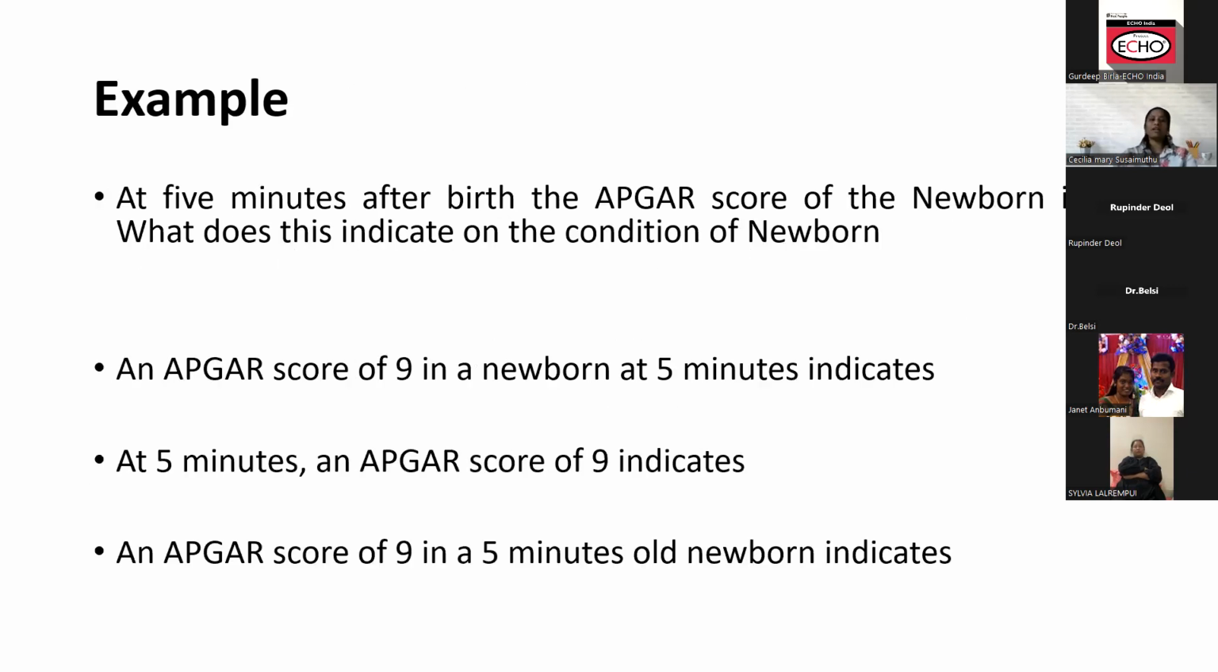Example, like at 5 minutes after birth, the Apgar score of a newborn is 9. This was the question that I showed you before in the previous slide. Okay, what does this indicate on the condition of the newborn? The stem can be remodified as: an Apgar score of 9 in a newborn at 5 minutes indicates. At 5 minutes, an Apgar score of 9 indicates, or an Apgar score of 9 in a 5 minutes old newborn indicates. So what do you think? Which one is more appropriate?